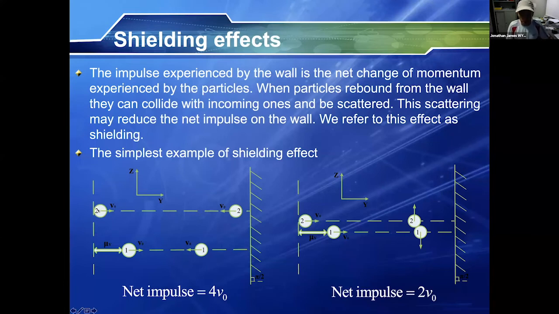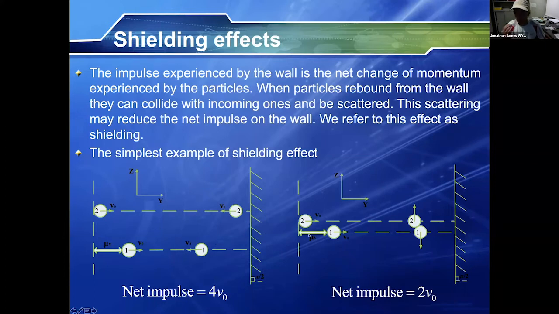And the second particle is the same. It comes in, hits the wall, and bounces back, also 2mv. So the net impulse is just 4m, 4 times the mass times v. Mass here is said to be 1, so it's just 4 times v. Now, this is the kind of no shielding.